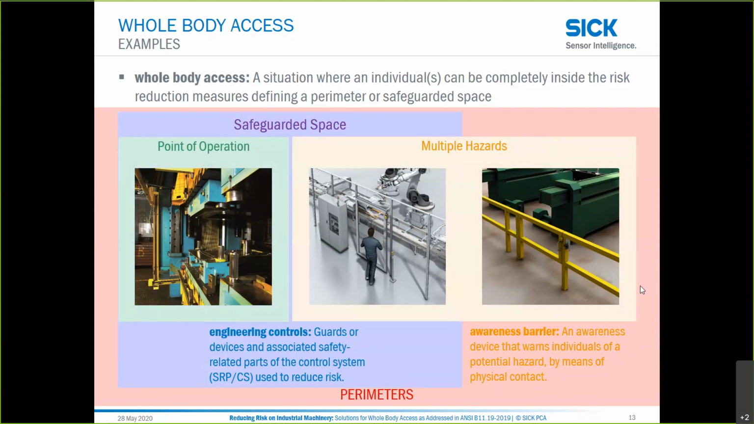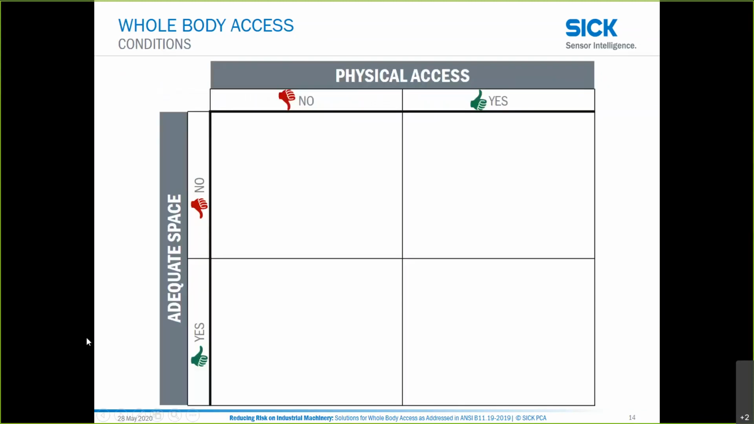And then clearly we have another delineation here that whole body access doesn't only occur in large zones or applications like robot cells and processing equipment. It could also occur at the point of operation when the safety distance is such that the device to be mounted correctly is so far away that somebody could stand between the device, the perimeter, and the hazard. So these are all different takes on this concept of whole body access.